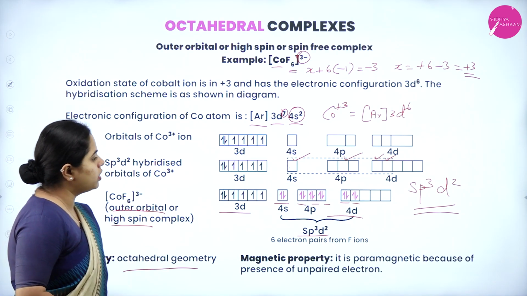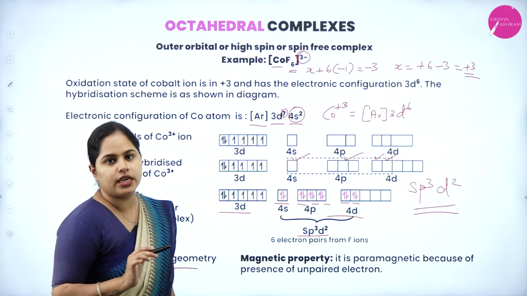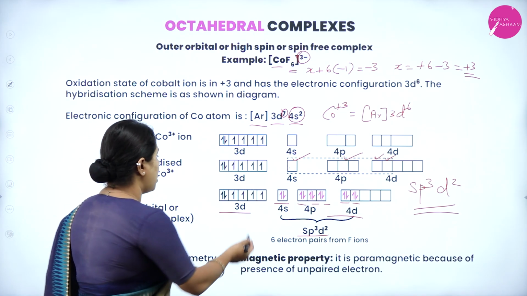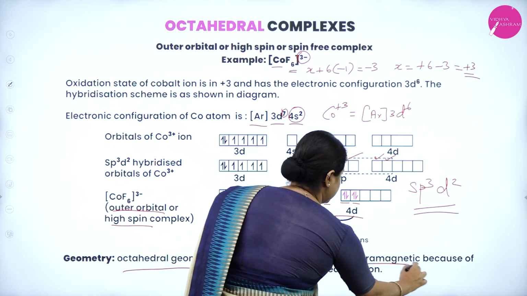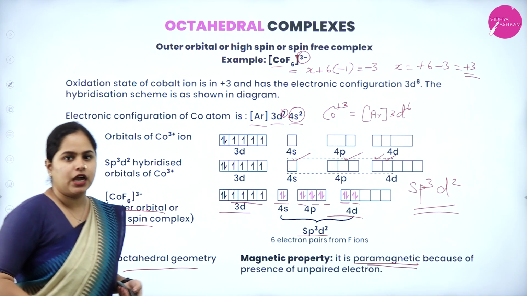Clear? Now coming to the magnetic property. Can you say that it is diamagnetic? No, right? There are unpaired electrons present here. Hence it is paramagnetic. I hope it is clear.